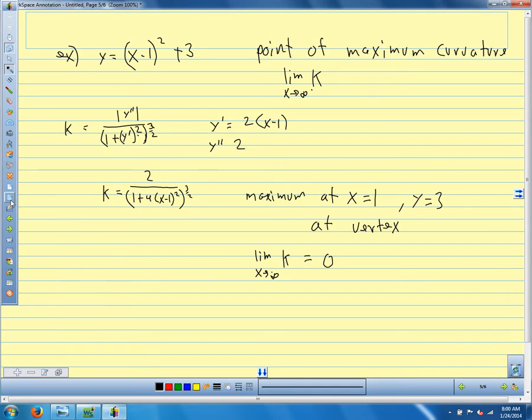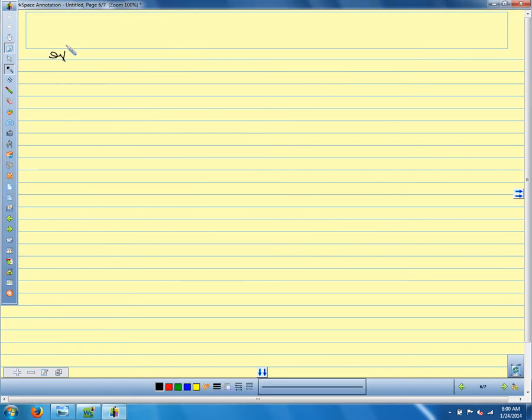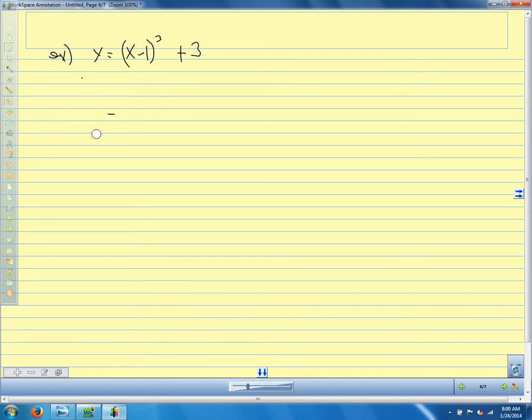All right, let's look at another example. Let's just think about how this one's going to work. Y equals (x minus 1) cubed plus 3. Where would we expect the curvature to be 0 here? So let's sketch a quick graph. I'm not even going to put axes on. What does the graph look like?